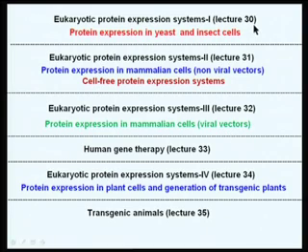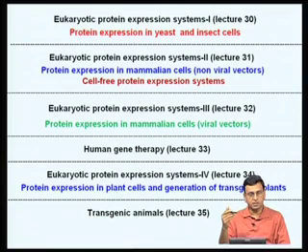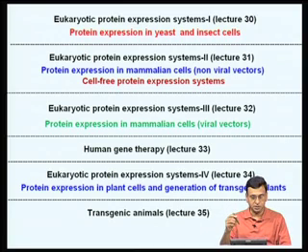We discussed in lecture number 30 protein expression in yeast and insect cells. Then we discussed how non-viral vectors can be used for transfecting genes and plasmids into mammalian cells. Then we also briefly discussed the various cell-free protein systems that are available, like rabbit reticulocyte lysates and wheat germ extracts. And more recently, using cell-free expression systems, you can make huge amounts of proteins, even milligram or even gram amounts.